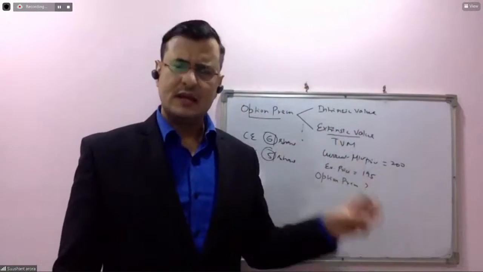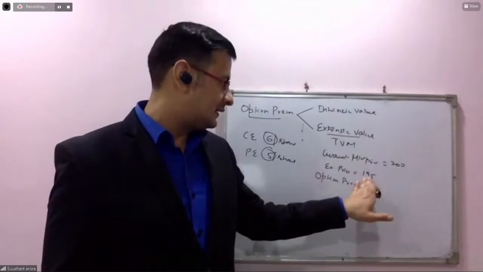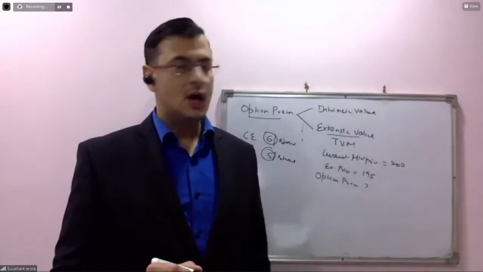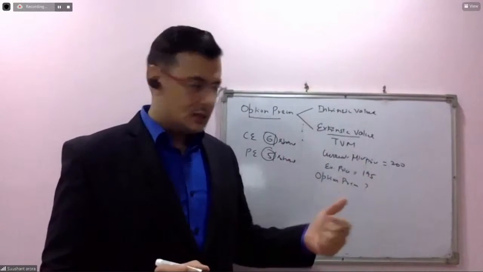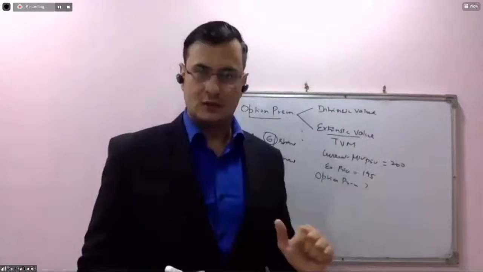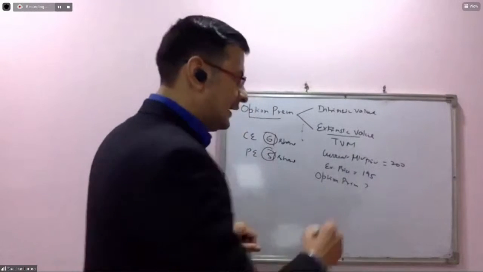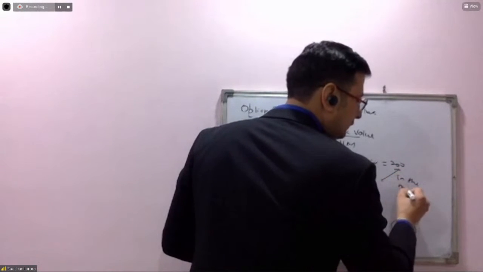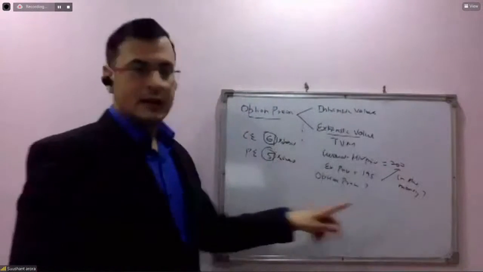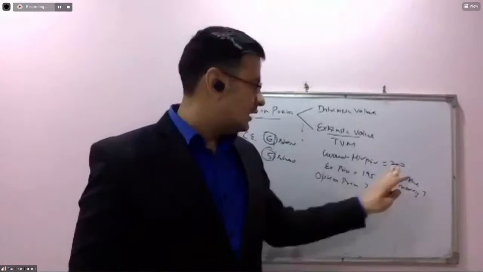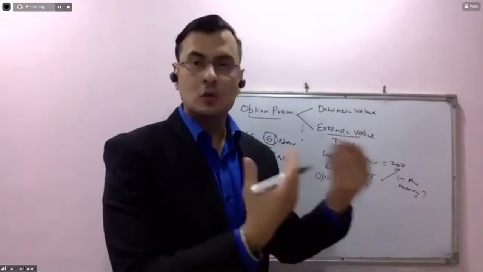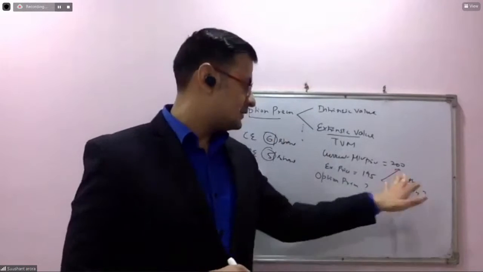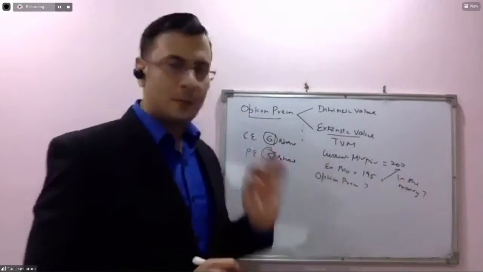In very simple words, currently the market price of a share is going at 200 rupees. You want to buy a call option having exercise 195. So technically you are already in the money. Yes or no? Are you in the money? Yes. The market price is already 200. You want to buy a call option at 195. So that is technically in the money. How do you calculate the option premium?